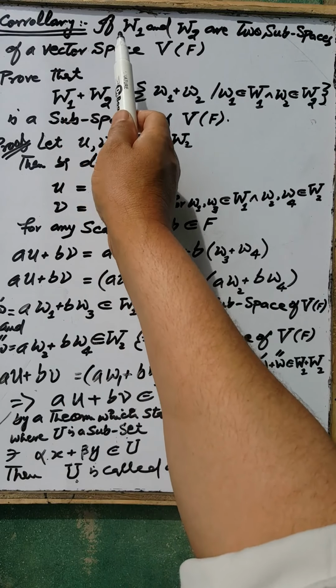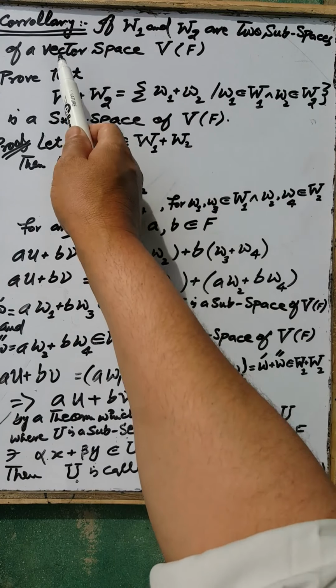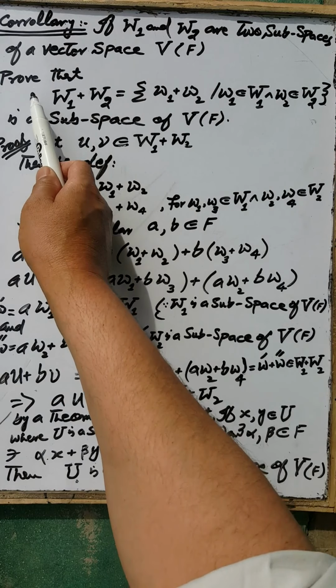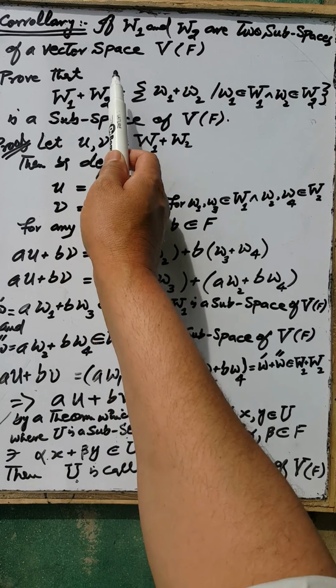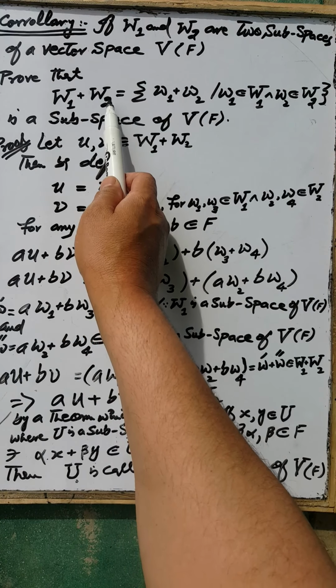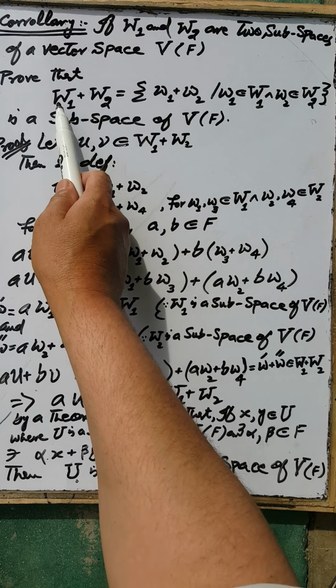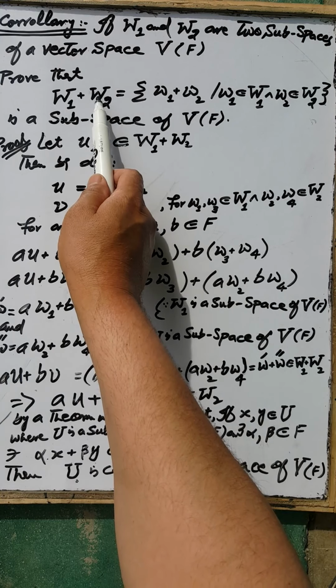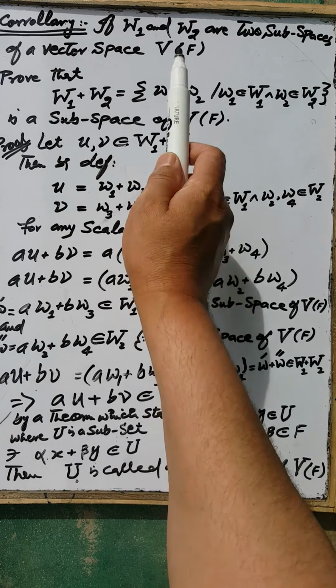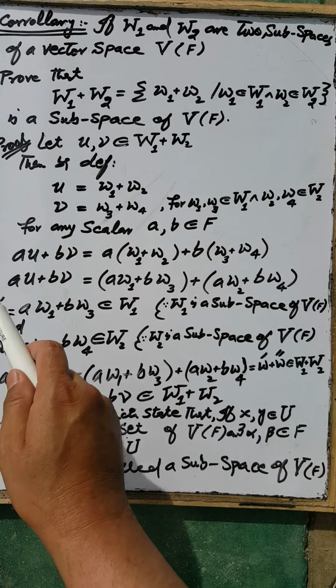Bismillahirrahmanirrahim. Corollary: if W1 and W2 are two subspaces of the vector space V over the field F, we have to prove that W1 + W2, the sum of the subspaces W1 and W2, which is obtained from the sum of each element of W1 with each element of W2, is a subspace of the vector space V over the field F.